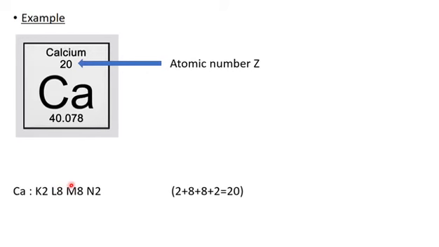Then we fill the shell M. M has a capacity to fill up to 8 electrons. So we fill 8 electrons. Then we have 2 plus 8 plus 8 is 18. So we have 2 remaining more electrons to fill, which we fill in the shell N. So we have K2, L8, M8, N2. And the addition of all the electrons would be equal to 20, which is our atomic number of calcium.